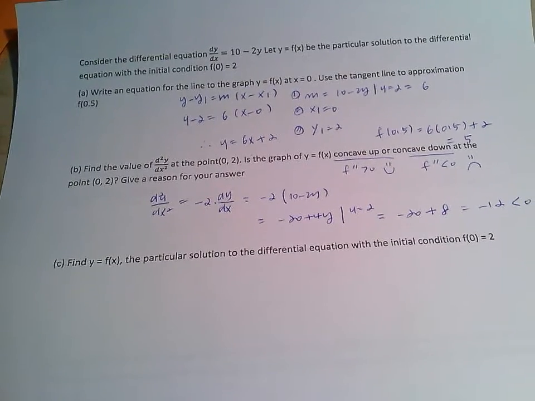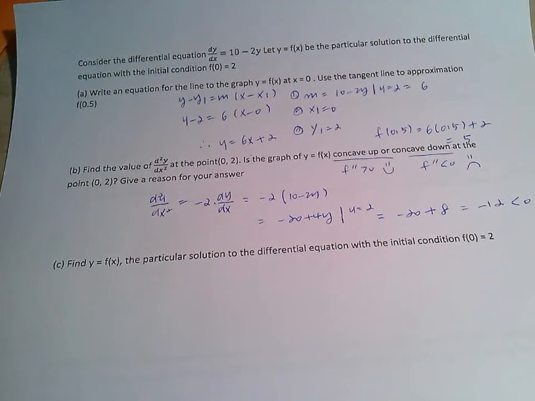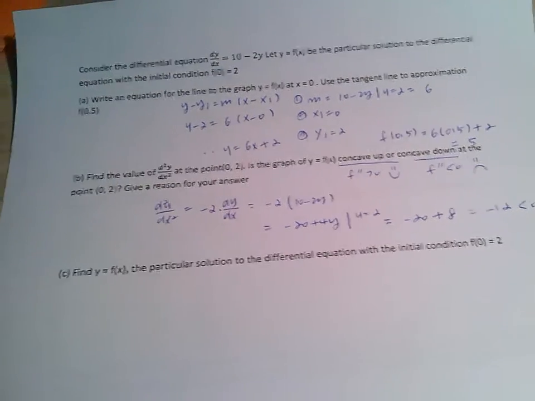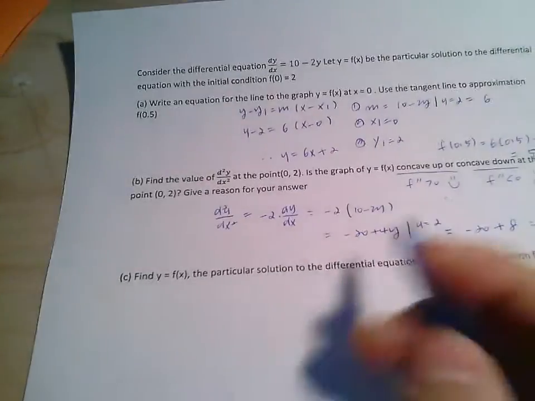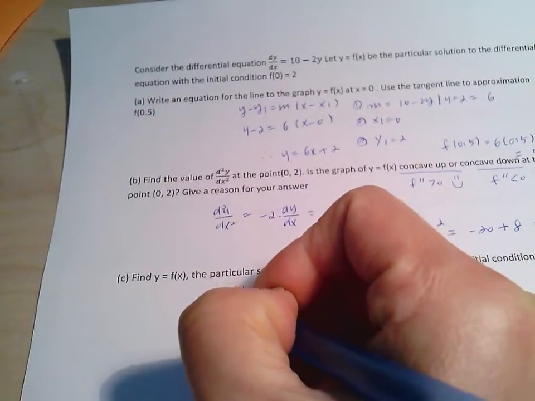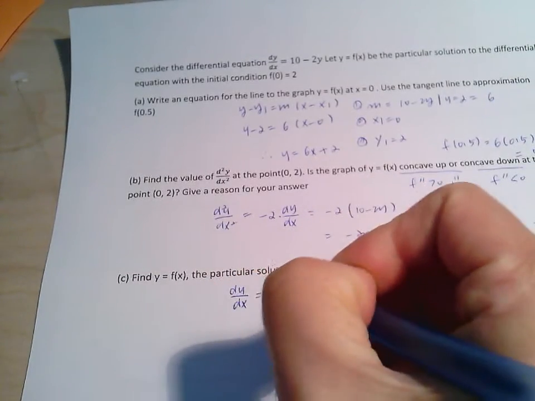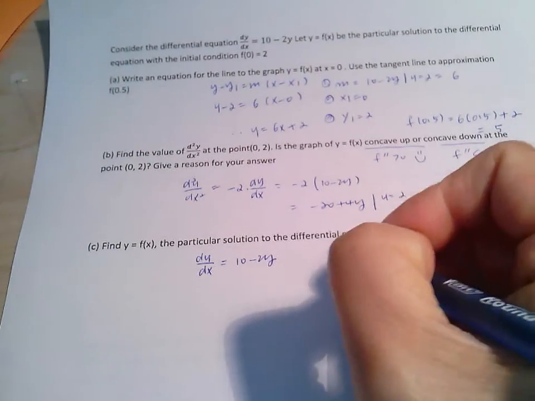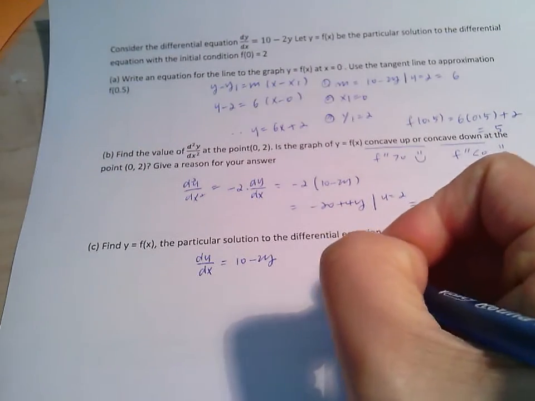All right. Now, C, particular solution. We know this one is worth 4 or 5 points. But the number one step was separation of variables. A lot of you made a mistake here. dy over dx is 10 minus 2y. And then what you did, just watch this. A lot of you did this.